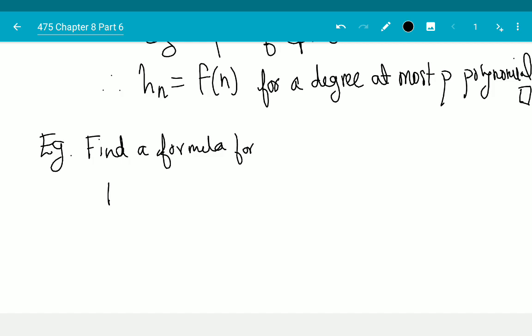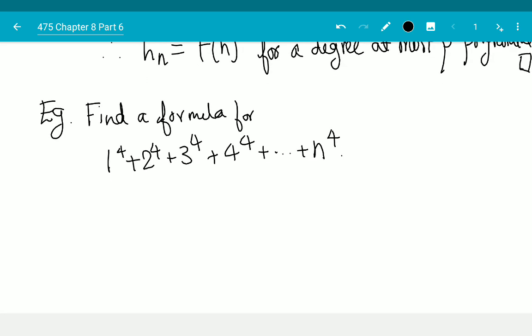1 to the 4 plus 2 to the 4 plus 3 to the 4 plus 4 to the 4 plus dot dot dot plus n to the power 4, right? You know the formula for summation 1 to n. You might know the formula for n squared and n cubed. Let us try to find the formula for n to the 4. Solution.